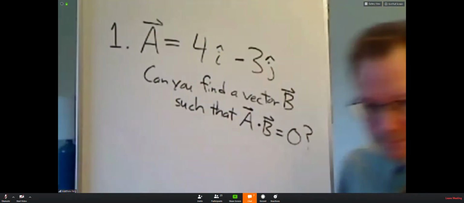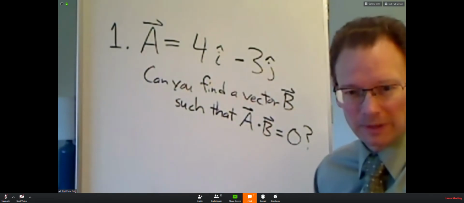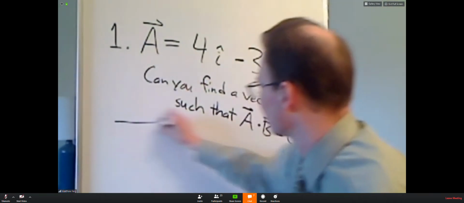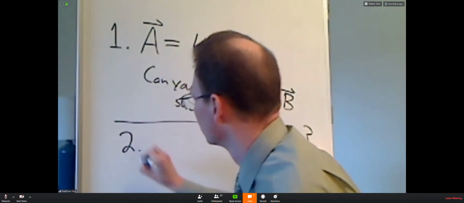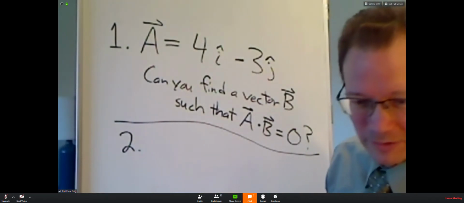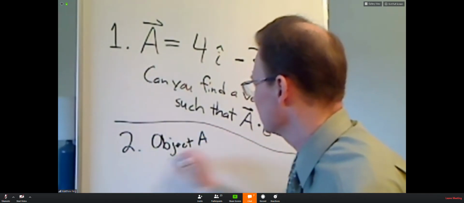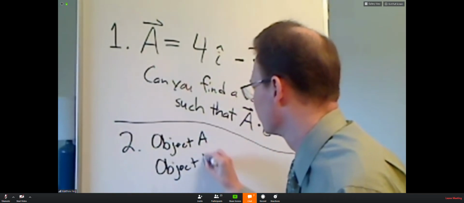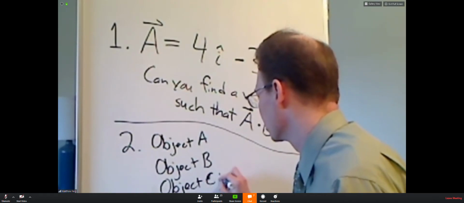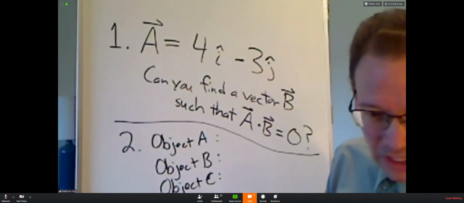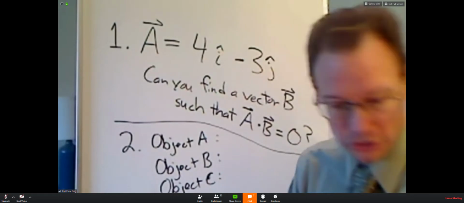That's the first one. Think about that a little bit. I said I was going to draw it, but I think I'm actually going to write the other question up. I think I'll describe this one in words. Objects A, B, and C are all the same mass for number 2.